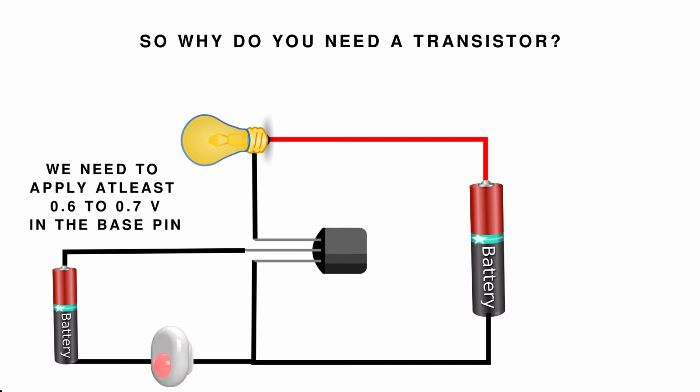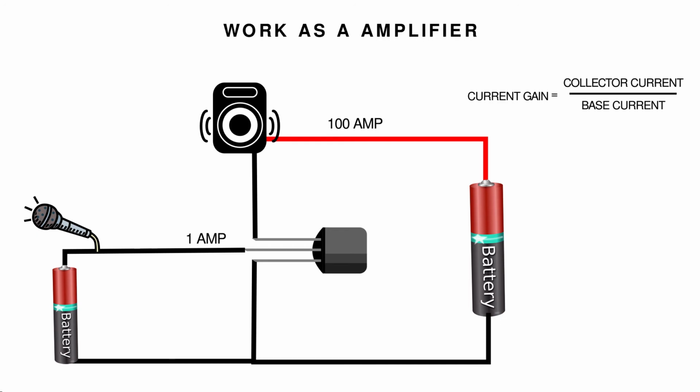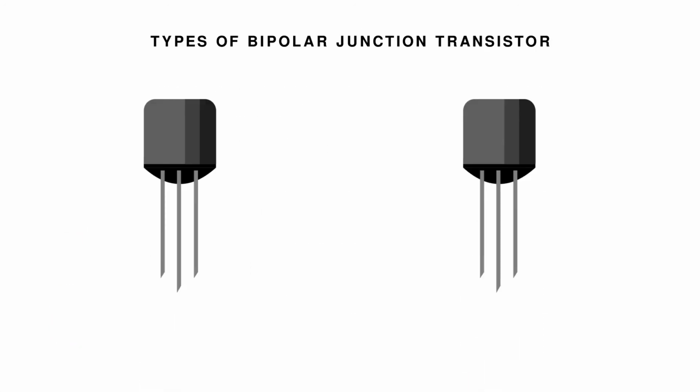We need to apply 0.6 to 0.7 volt in the base pin. The transistor also works as an amplifier. So let's assume we are providing the base pin 1 ampere current and getting 100 amp as collector current. So if we take the ratio of collector current and base current, we will get the current gain, which is 100 in our case. There are mainly 2 types of bipolar junction transistor, NPN and PNP.